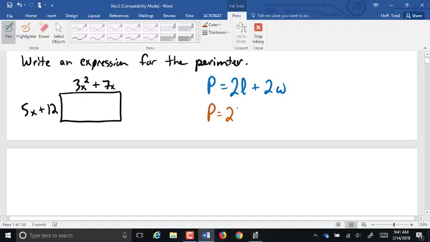What's going to go in here for the length? That'll be the 3x squared plus 7x. Plus 2 times the width. Well, what goes in for the width?